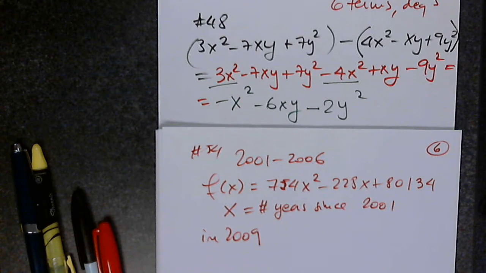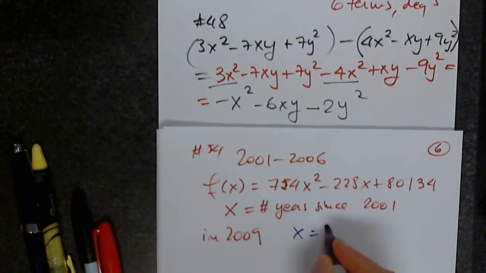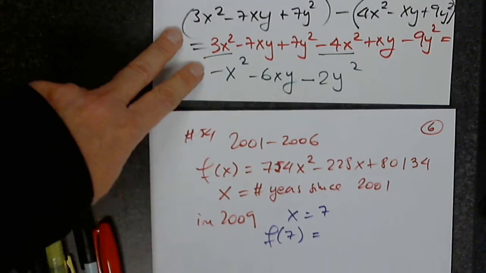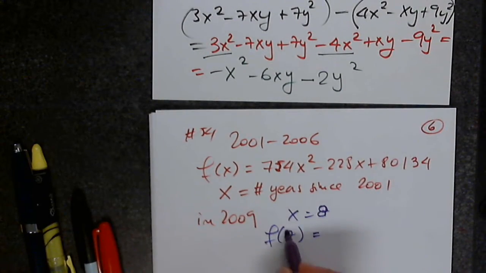What are we asked to do? Which means x equals 8. Excellent. So x equals 7, so I have to find f of 7. Very good. I mean, it's 8. I'm sorry. I wrote, yeah, of course.